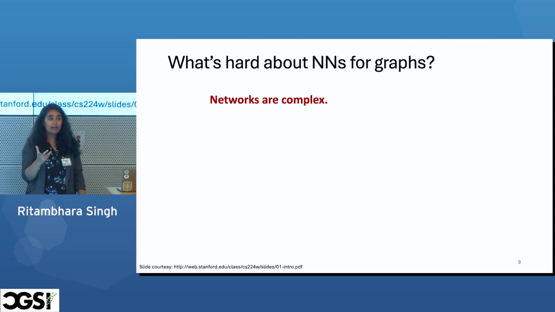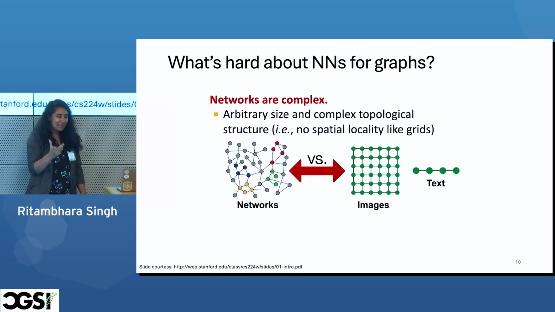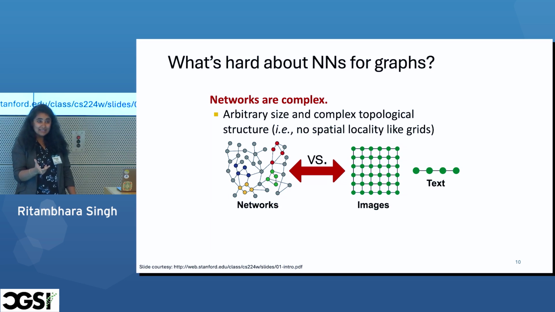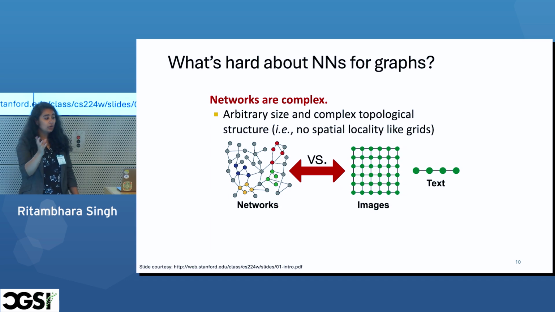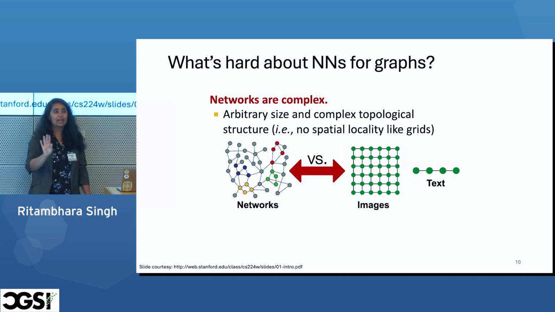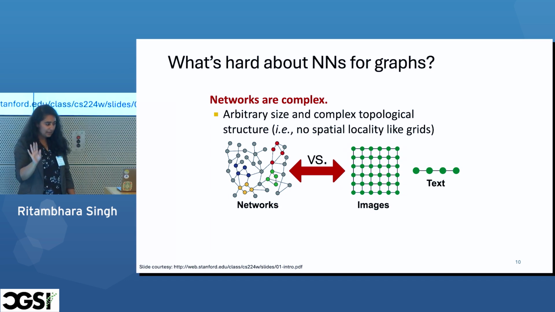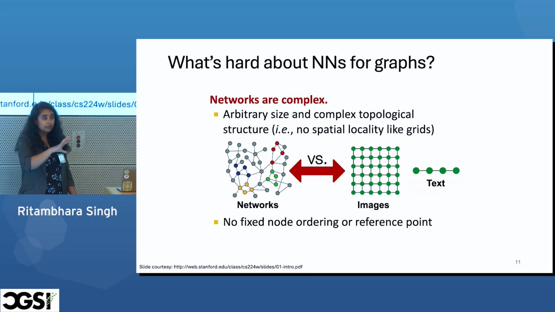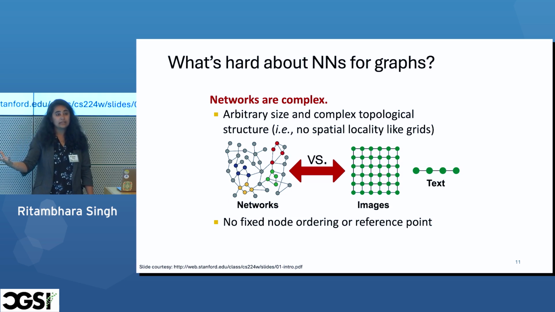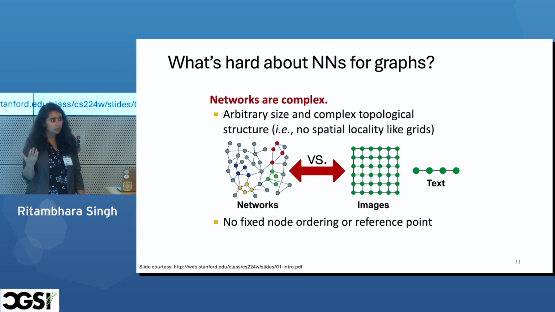Networks, on the other hand, are complex. They can be of arbitrary size. They can have complex topological structure. So unlike images, your graph won't have the very nice spatial locality that you see in grids. And there is no fixed node ordering. Different graphs can be ordered in different ways. And there is no reference point. There is no endpoint. So this structure is much more difficult to deal with than your regular grids and sequences.